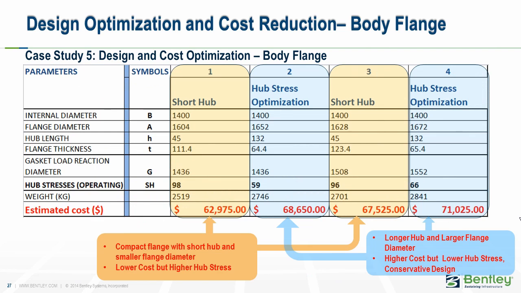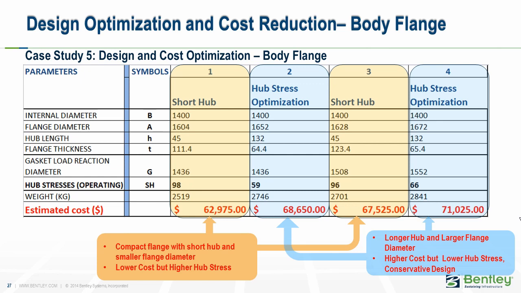Shown above are the results from a case study on the design of a body flange using the hub stress and gasket circle reaction based 4 optimization methods available in AutoPIPE Vessel. In summary, one can easily observe how much difference in cost each of the methods can result to. Options 2 and 4, which are the higher cost options, lead to a much more safe and conservative design with significantly reduced hub stress, but with 40 to 55% cost increase.